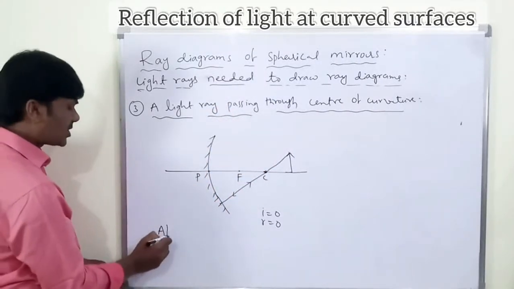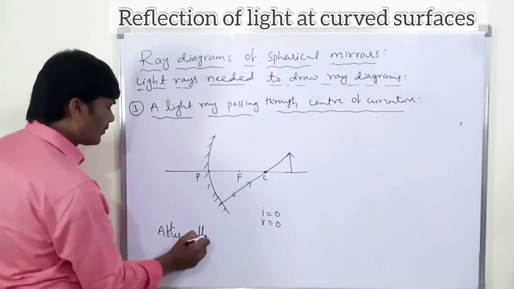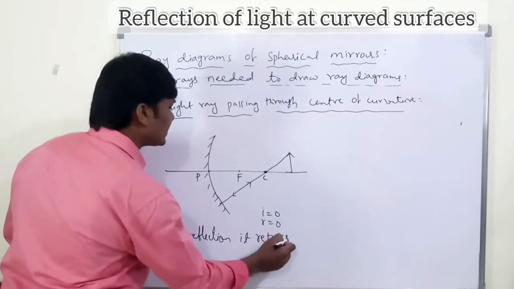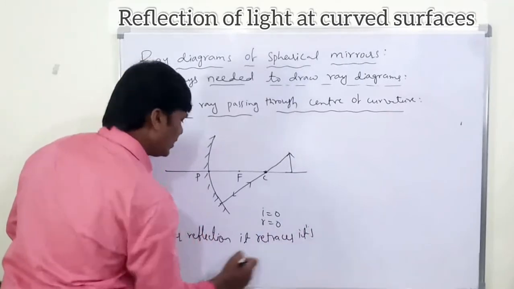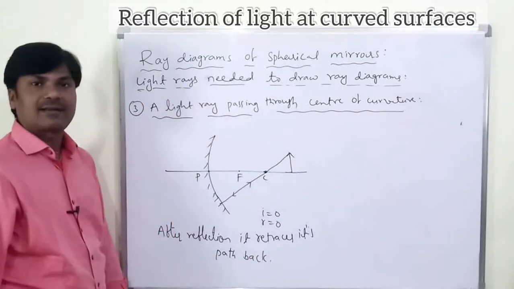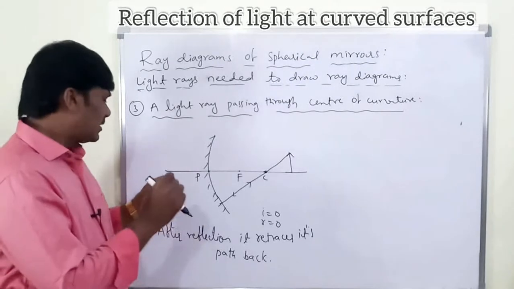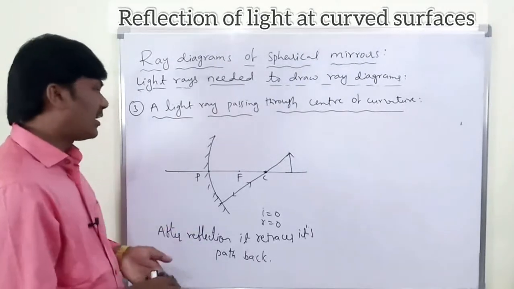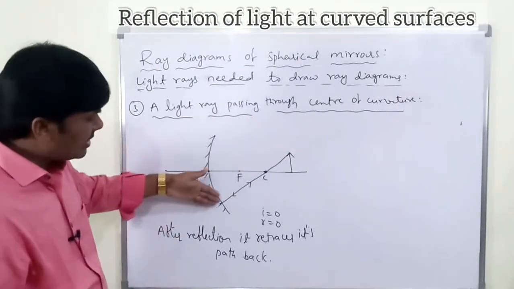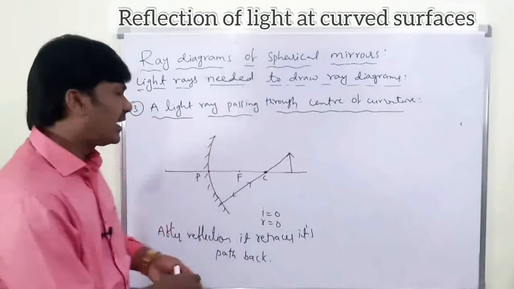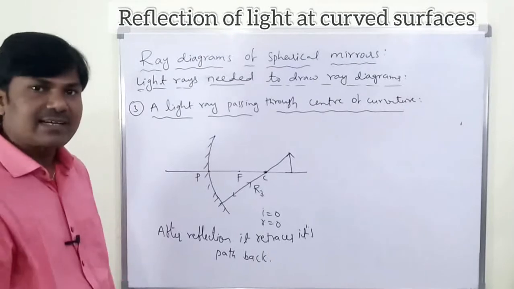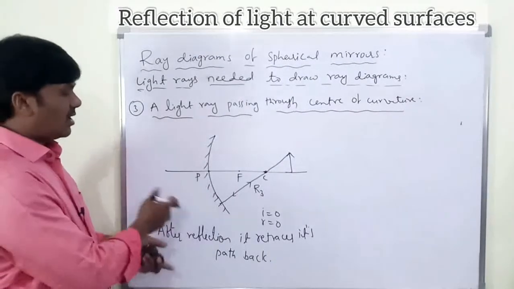So after reflection, it retraces its path back. Retraces its path back. Understand? So this is the third light ray, the most important light ray and the easiest light ray. It is very easy to draw because if you take a light ray along the center of curvature, you can take the reflected light ray along the same line. Let us say this is R3. Another light ray is R3. Okay? Yes, draw this diagram also.